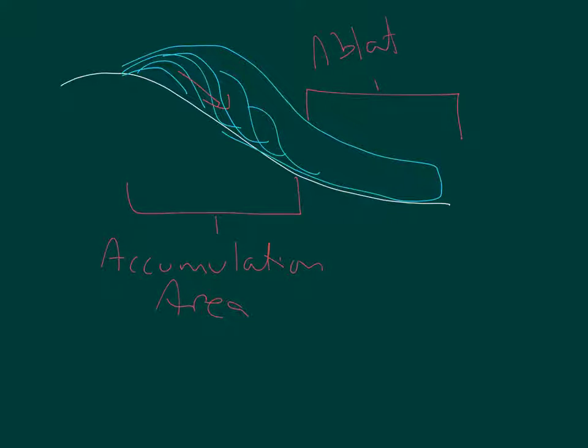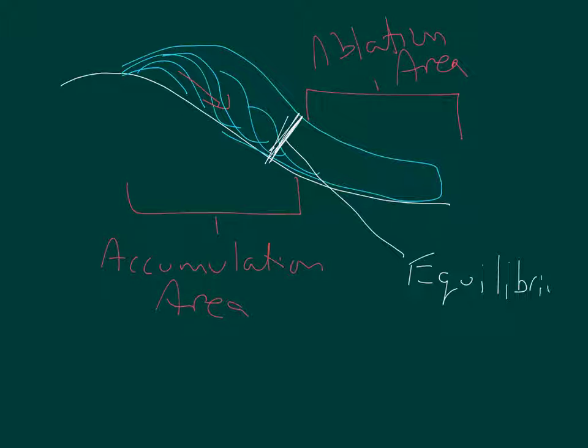It has two parts. The upper part where the ice is not melting and accumulating, we call that the accumulation area. We have the lower part, that is the area of melting, which we call the ablation area. And we've got this line between them that we call the equilibrium line, which is the zone where accumulation and ablation are exactly matched.